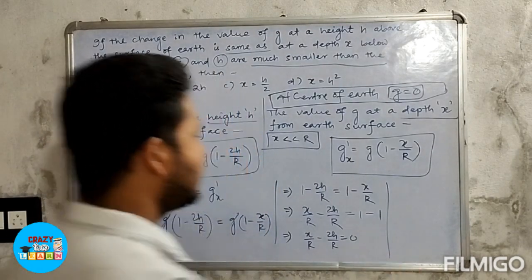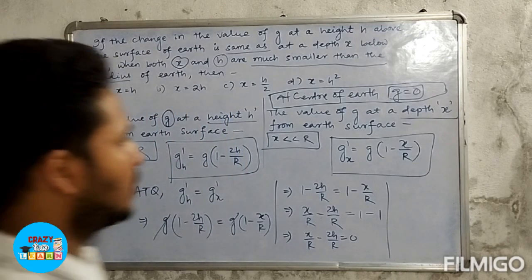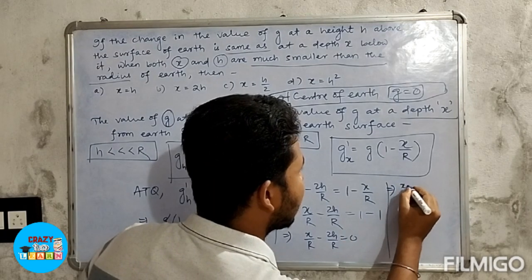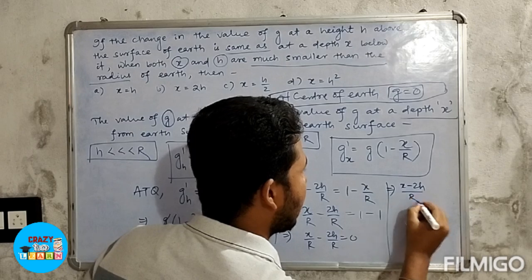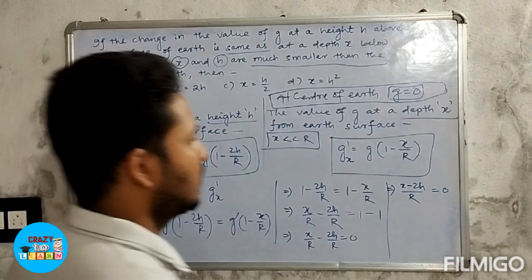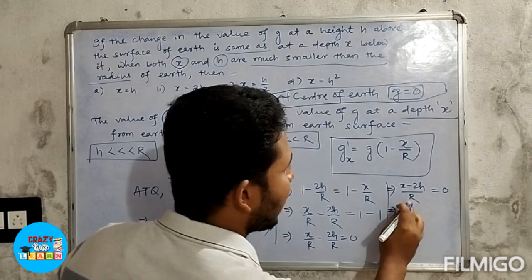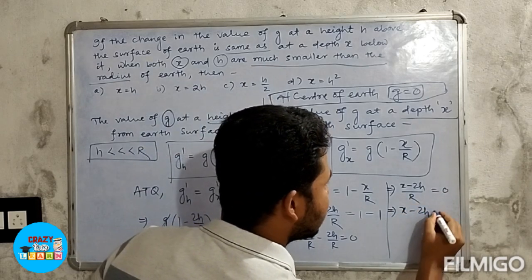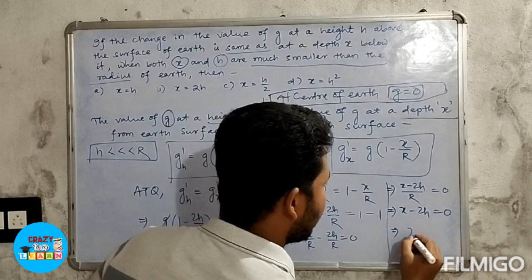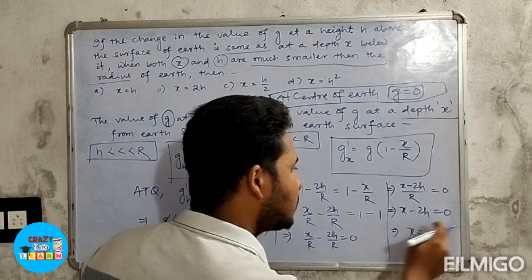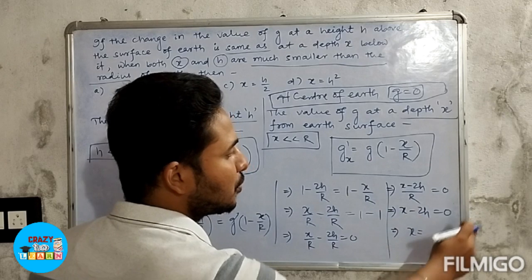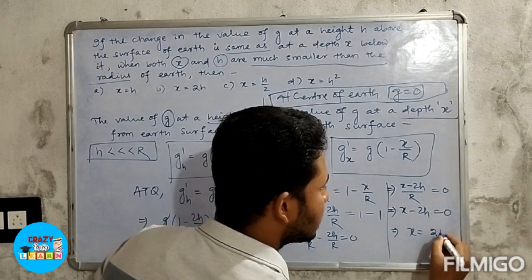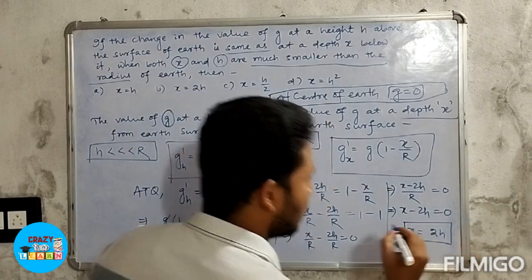If we take the LCM, we will get x minus 2h by r is equal to 0. Then if you take r to the right-hand side, 0 into r is 0, so x minus 2h is equal to 0. So what is the value of x? If you now take 2h to the right-hand side, as it is minus, when you move it to the right-hand side, it will be positive. So x is equal to 2h.